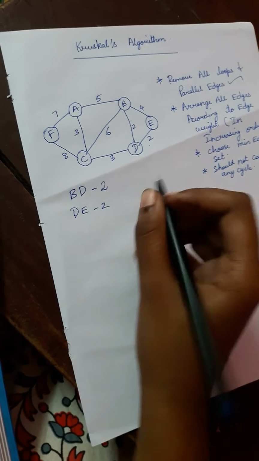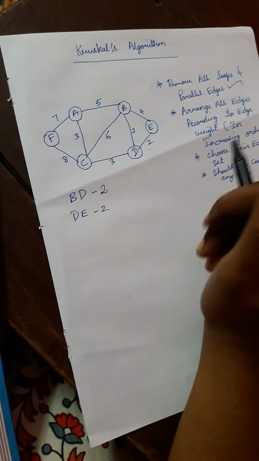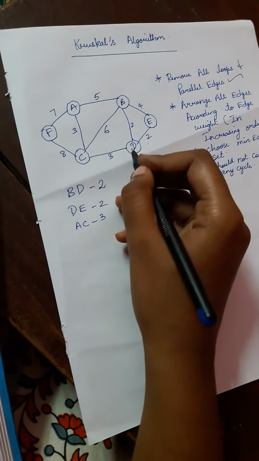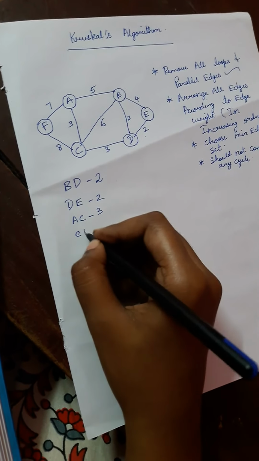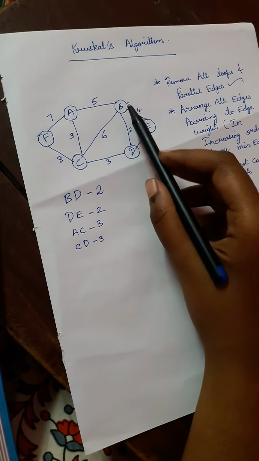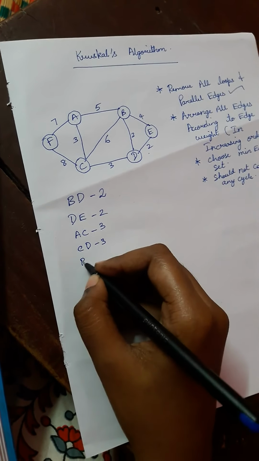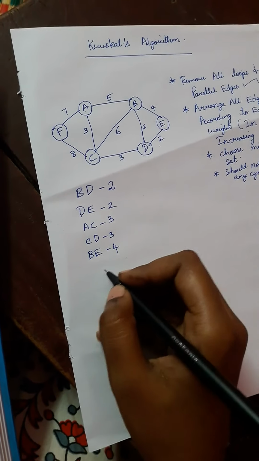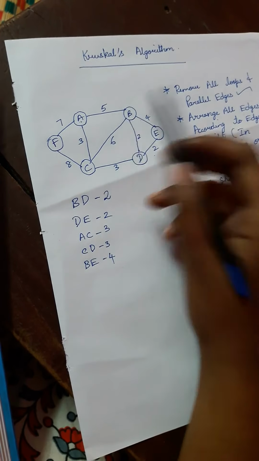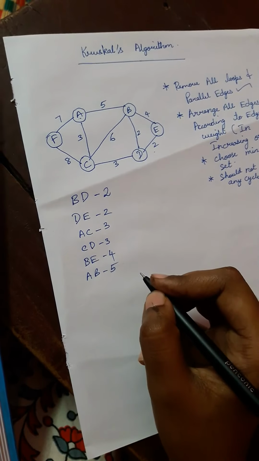Next, after 2 is over, 3 is on A to C and C to D. Two edges have that weight, so I am going to write A to C as 3 and C to D as 3. Then 3 is over. Next is 4: B to E has the next minimum weight, so I will write B to E as 4. Then A to B has the next minimum one, and I am writing it as 5.